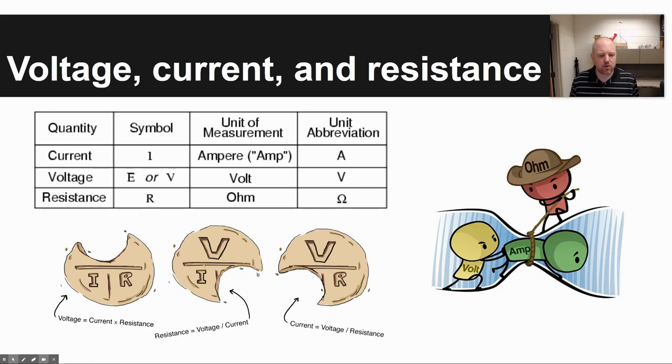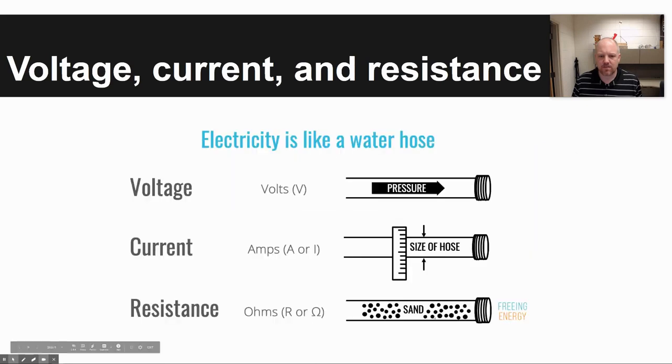But if you look at the cookies that are shown here, or triangles, or sometimes how these are shown, voltage is equal to current times resistance. If you cover the V in this VIR cookie, you have I next to R, so I times R. Resistance is voltage divided by current. Current is voltage divided by resistance. And so we'll talk about those later.